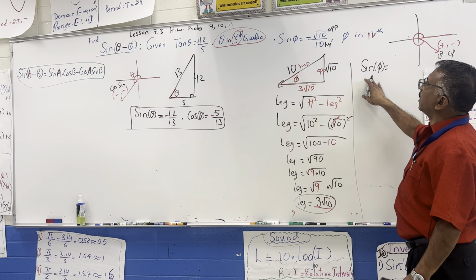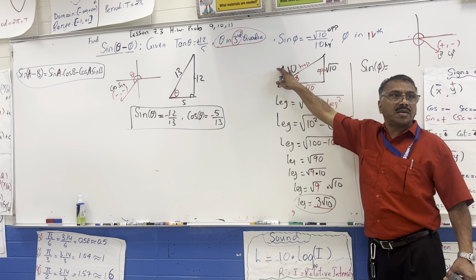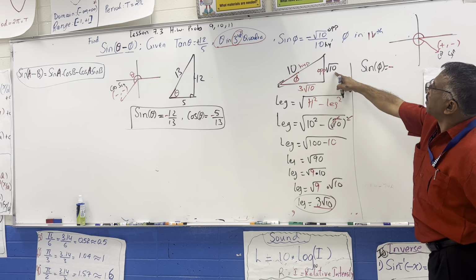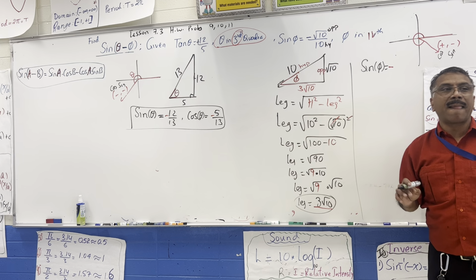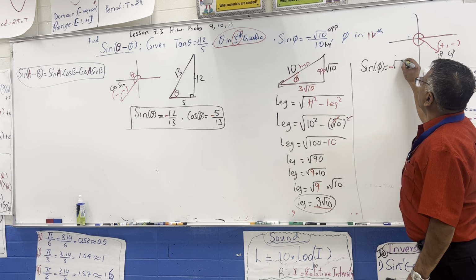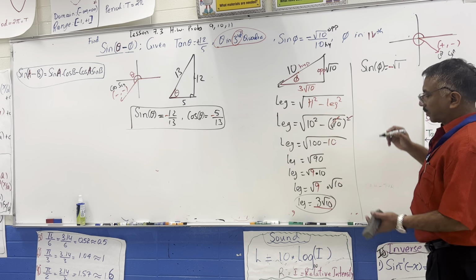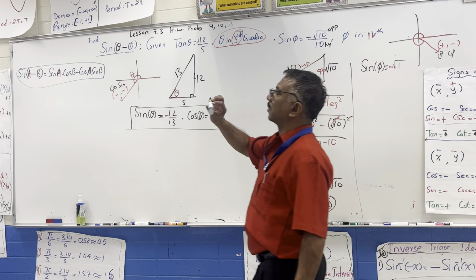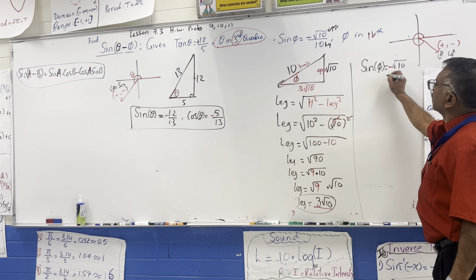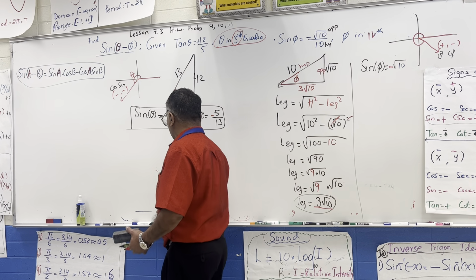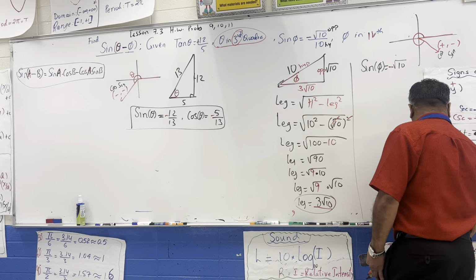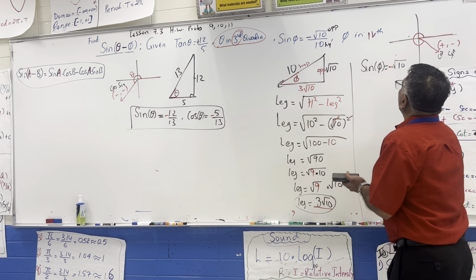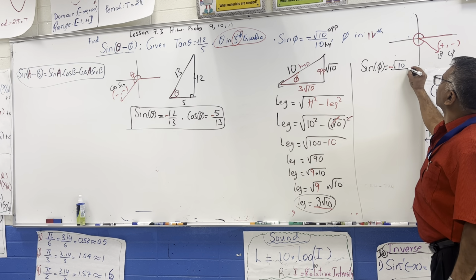Sine phi is opposite over hypotenuse, right? But remember it has to be minus. So minus, opposite is square root. See, these are little hard problems, so you need to take care of so many things here. So this is opposite over 10, correct?